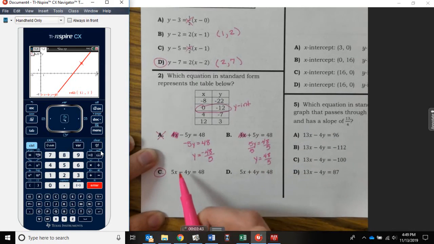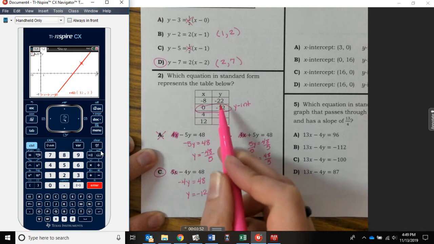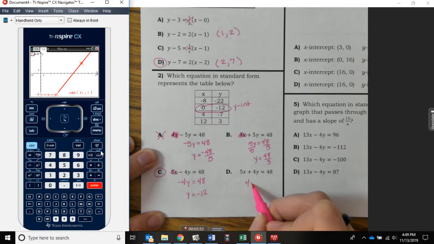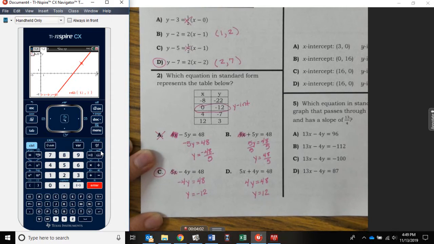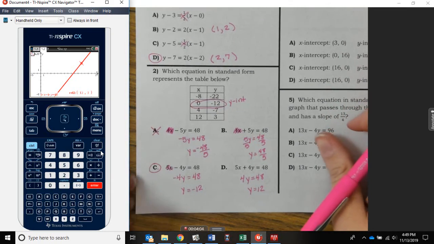On this one, the x goes away, so I have -4y equals 48. I divide by -4, and I get -12. And then this one would have been 4y equals 48. You divide, you get +12. So that's how I would have done it without the calculator, using your x and y intercepts.